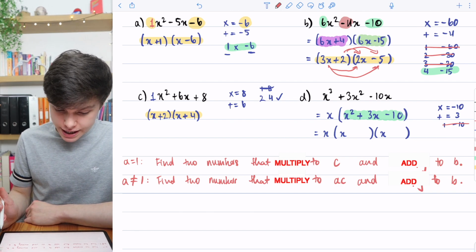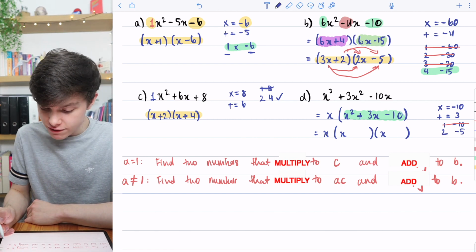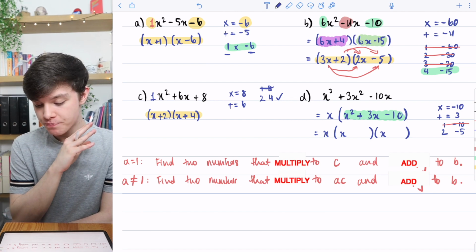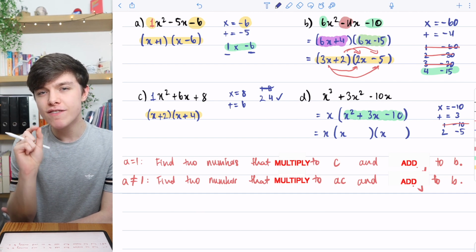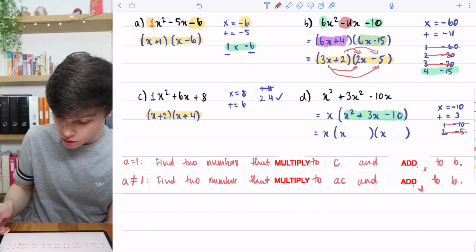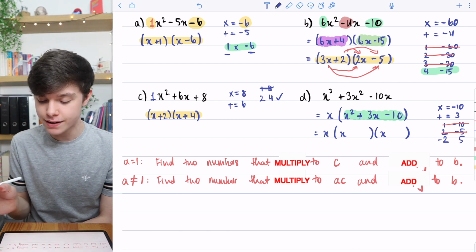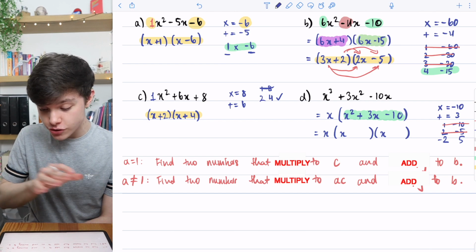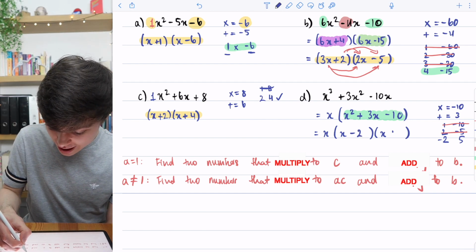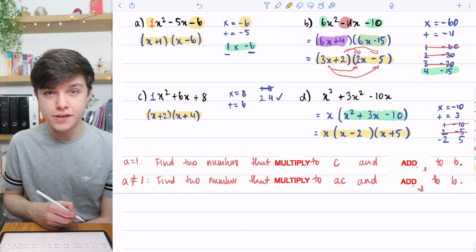Perfect. Okay, then we need to think, right, well, let's have a look at 2. 2 times minus 5 will give me minus 10. And then what I need to think is, well, do they add to give me 3? They don't add to give me 3, they add to give me minus 3. And when that's the case, that's not going to work, but what I can say is minus 2 and 5 times to give me minus 10 and adds to give me 3. So I'm going to use that pair of numbers. So I'll have x minus 2 and x plus 5. And that is your final answer.